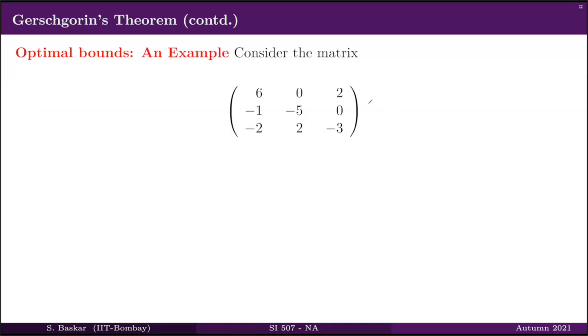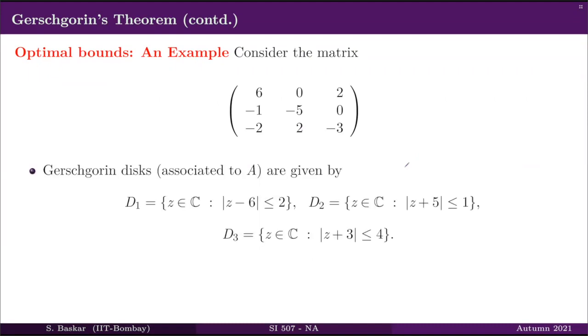Let us take the matrix 6, 0, 2, minus 1, 5, 0, minus 2, 2, and minus 3. Let us construct the Gerschgorin disk for the matrix A. They are given by D1, D2, and D3, which you can see very easily. Now let us try to construct the annular regions from each of these disks. Let us take D1 first.